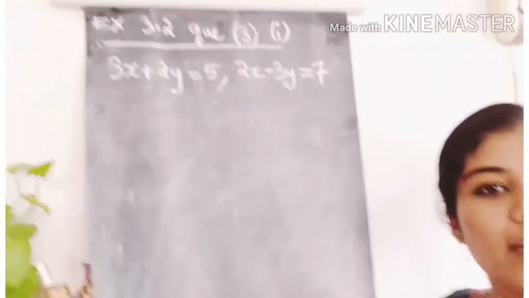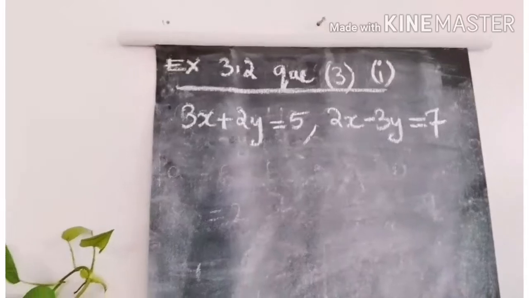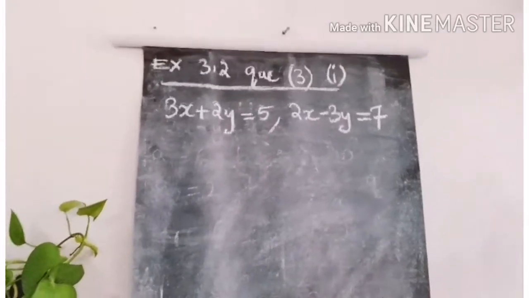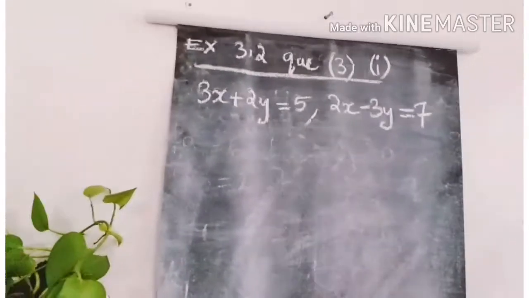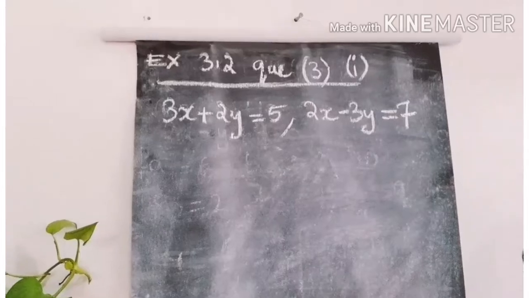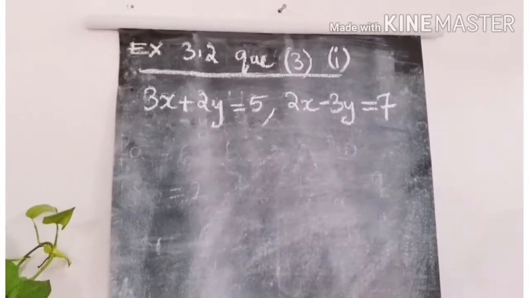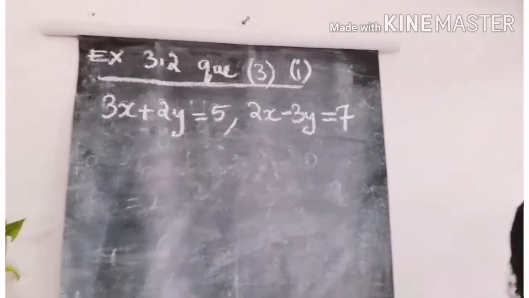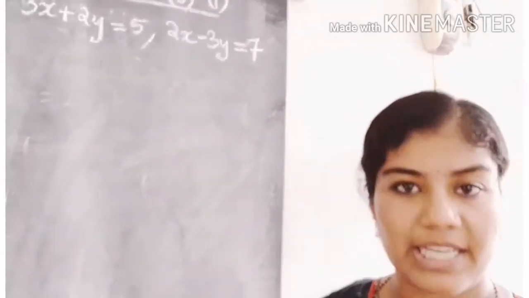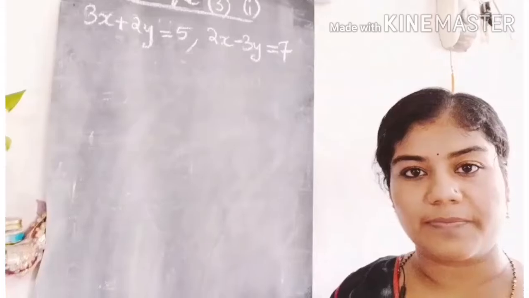It's clearly discussed in our notebook. We have already written the notes also. If a pair of linear equations has no solution, then it is called an inconsistent pair of linear equations. A pair of linear equations in two variables which has a solution is called consistent. So if there is no solution, then it is inconsistent. If there is a solution, then it is consistent.